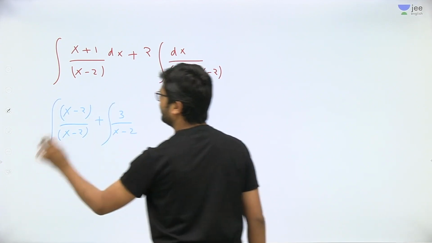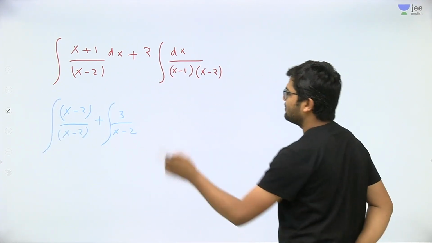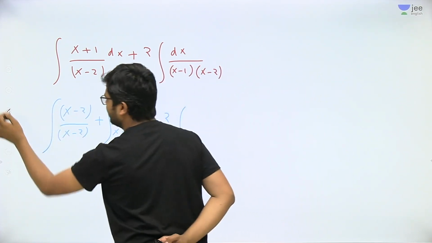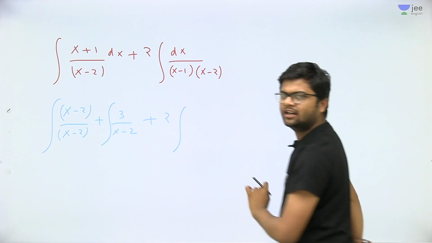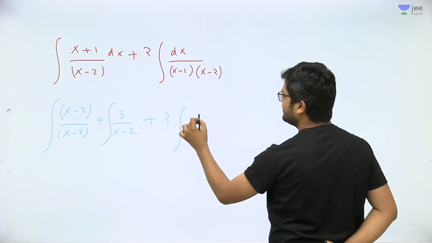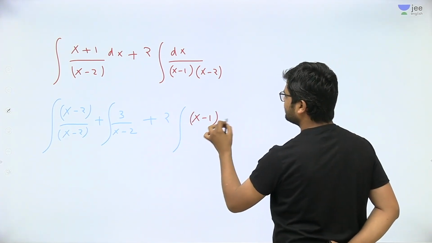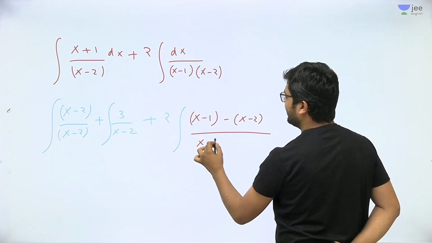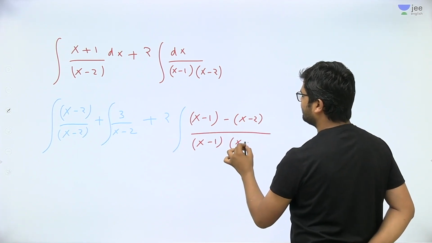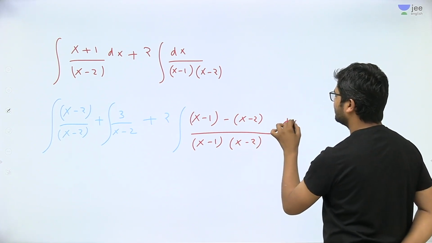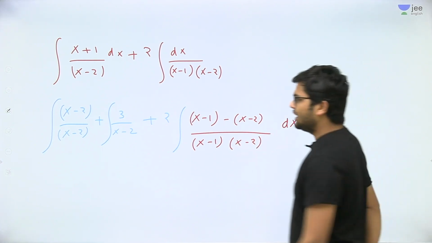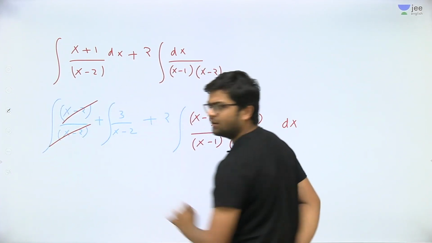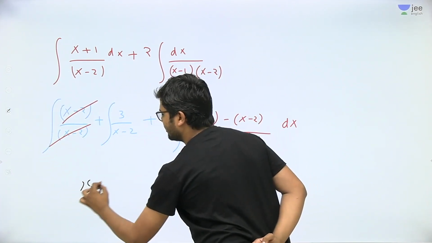Integral of this, integral of this. Got my point? Plus 2 times of, here the difference is 1 in the numerator, the difference is 1, right? So that 1 can be written as (x minus 1) minus (x minus 2) divided by (x minus 1)(x minus 2) and dx. That is okay with everyone. Now x minus 2 gets cancelled. Now integration of 1 will come out to be x. That is okay with everyone.